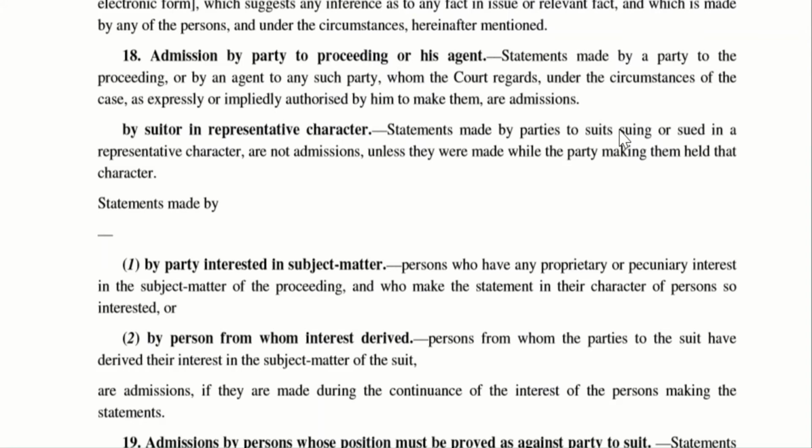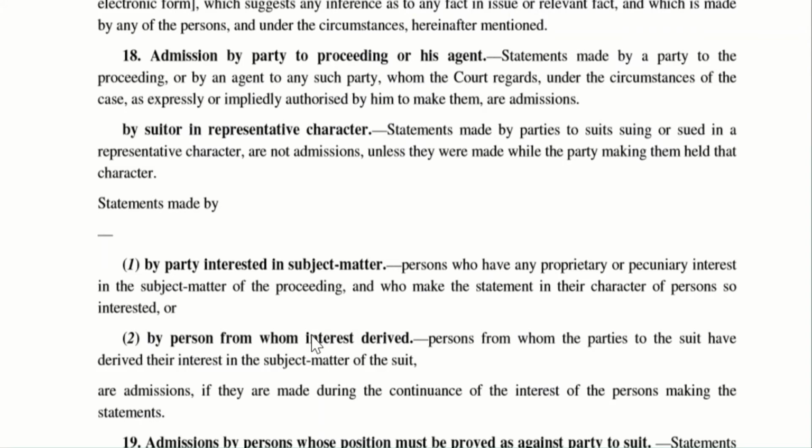If that interest got terminated, imagine in the same scenario, the court has given an order stating that the will itself is invalid, and the son and the grandson do not have any right to the property. If the court has declared so, then the statement of the grandson is not an admission. So, the simple thing is, the person having this proprietary or pecuniary interest, his interest should be continuing at the time he is making the statement.